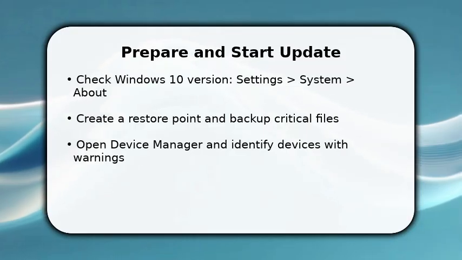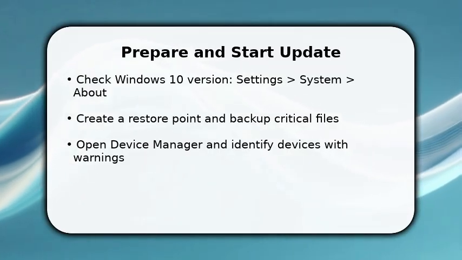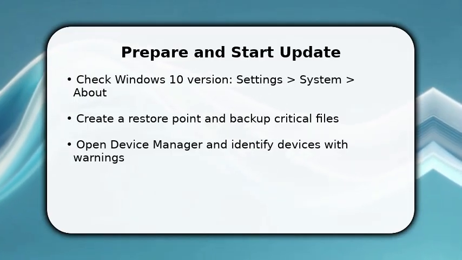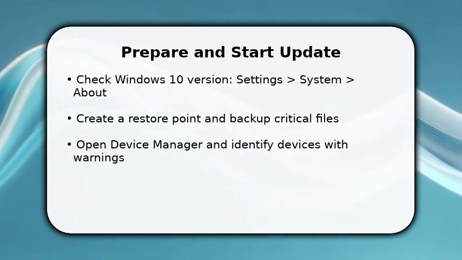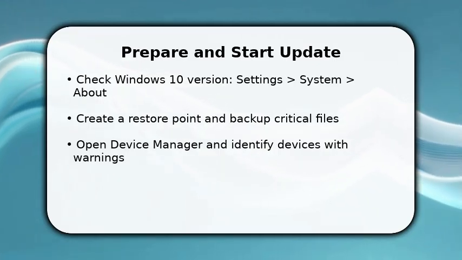You start by confirming your Windows 10 build and creating a restore point so you can undo changes if needed. Once done, back up important files to an external drive or cloud. Then open Device Manager and scan the list for yellow warnings or unknown devices.